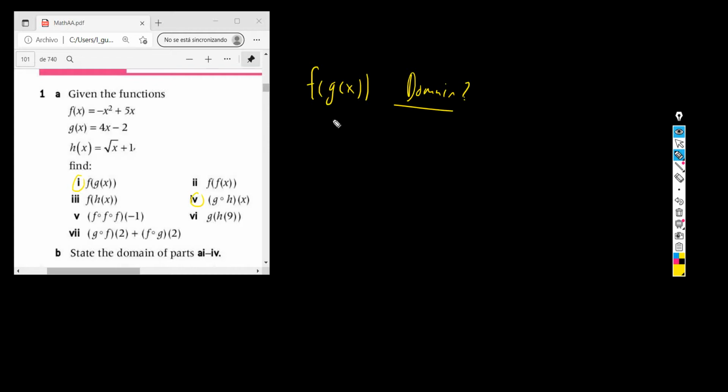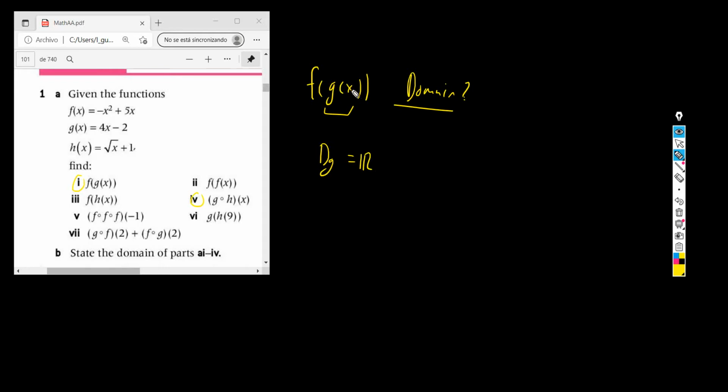Okay, the first thing you gotta understand, guys, is that you have to work with the domain of g of x, because you're gonna be evaluating this function first, right? You're gonna be evaluating this function first, and then you're gonna be evaluating f in the output of this thing. What is the domain of g? It's all the real numbers. The domain of g is all the real numbers, right?